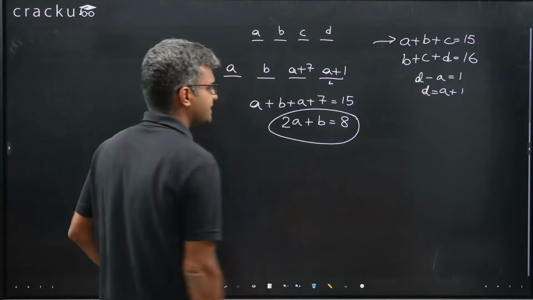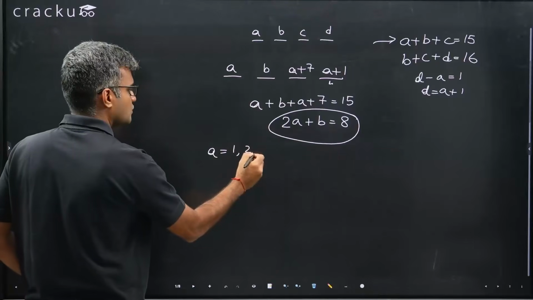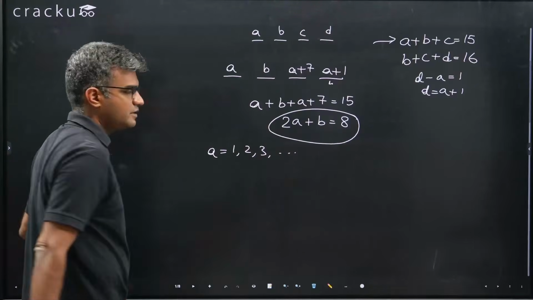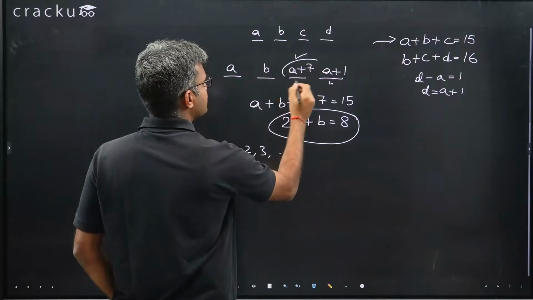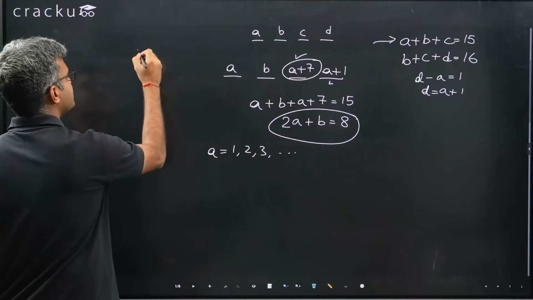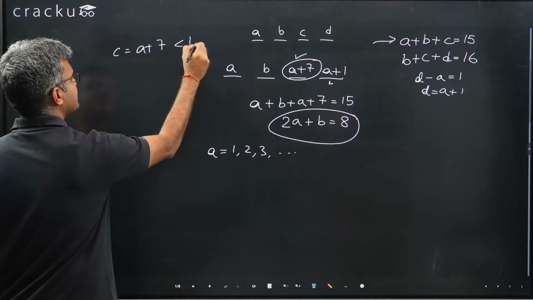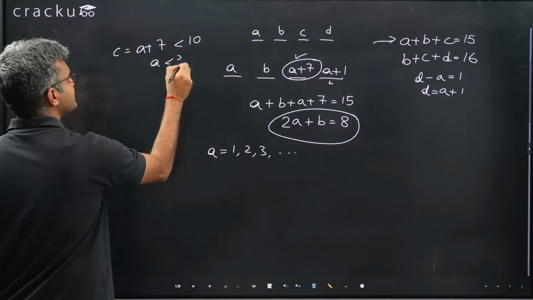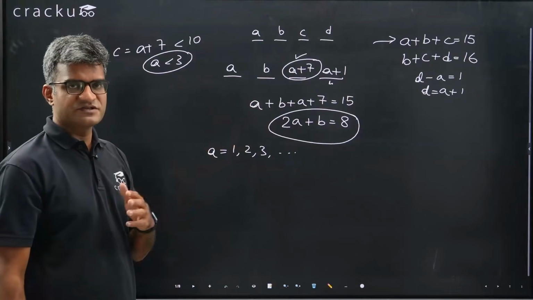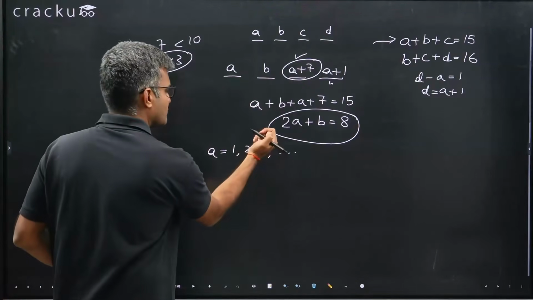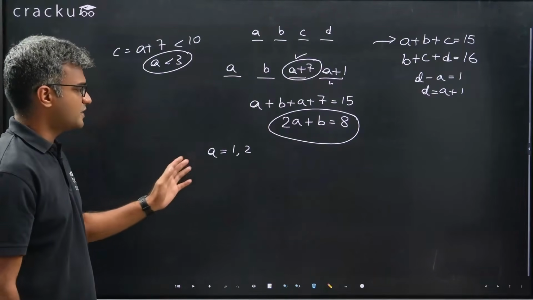Now what are the values that A can take? A can be 1, 2, 3 and so on. But one thing we need to notice is that the tens digit, which is C, has to be less than 10. So A plus 7, which is the value of C, has to be less than 10, or A has to be less than 3. Because if A is equal to 3, the tens digit will be equal to 10, which is not possible. So A cannot be equal to 3. The only two possibilities for A are that A is equal to 1 or 2.